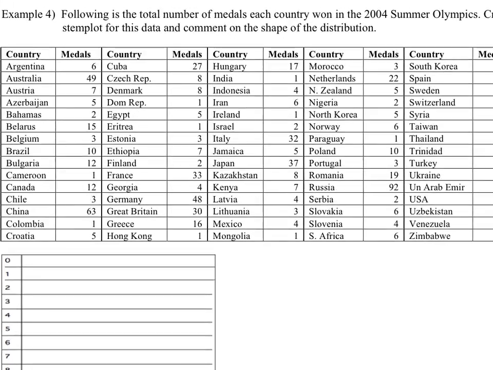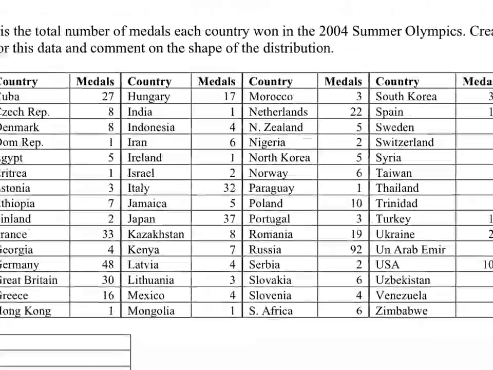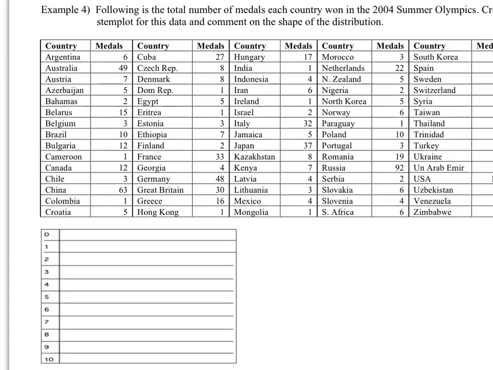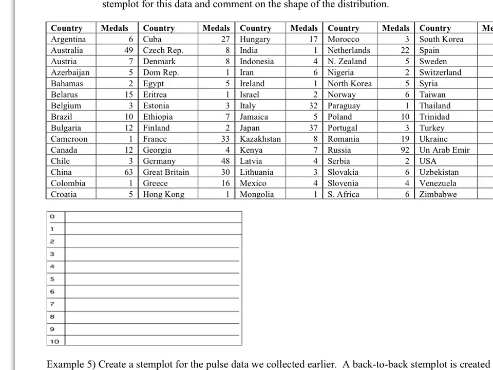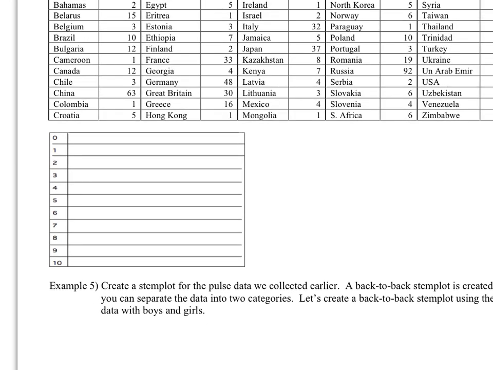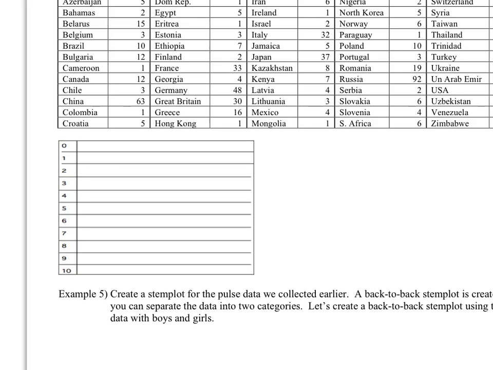All right. 4. Following is the total number of medals each country won in the 2004 Summer Olympics. Create a stemplot for the data. So this is not a back-to-back stemplot. The boys and girls was a back-to-back. This is just one stemplot, and he kind of did you a favor. He put 0, 1, 2, 3, 4, 5, all the way to 10. Which means if I put a 1 here, that would be 101.